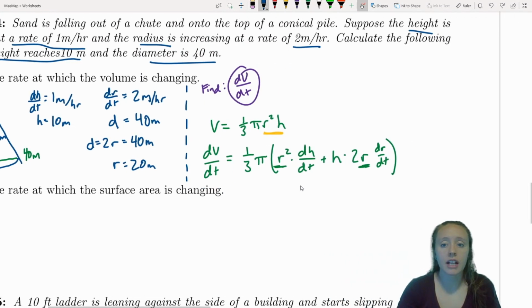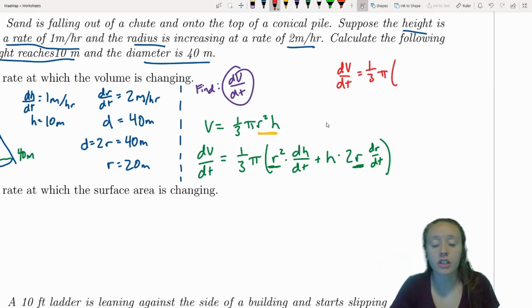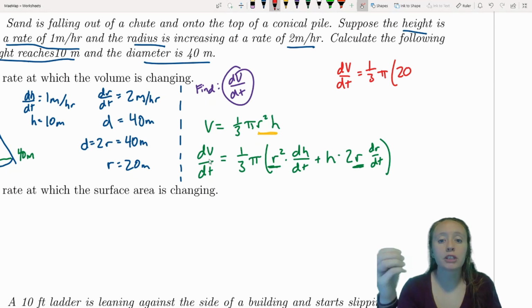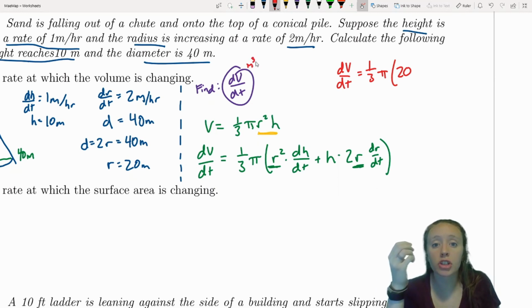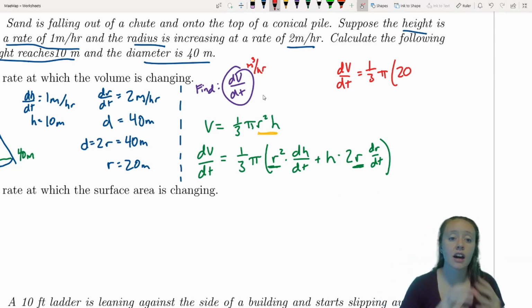All my information I can plug in and solve for that dV/dt. So let's go ahead and plug that information in. dV/dt is going to equal 1/3 pi times r is 20 meters, so that's 20, and I'm going to leave my labels off for now because I don't have a lot of room left on my problem. However, think about this, the rate at which volume is changing. If I'm dealing with volume and my lengths are in meters, that's going to be meters cubed, and because my rates are all per hour, my dV/dt is going to be meters cubed per hour. So I'll make a note of that and I'll drop my labels just for the sake of space.